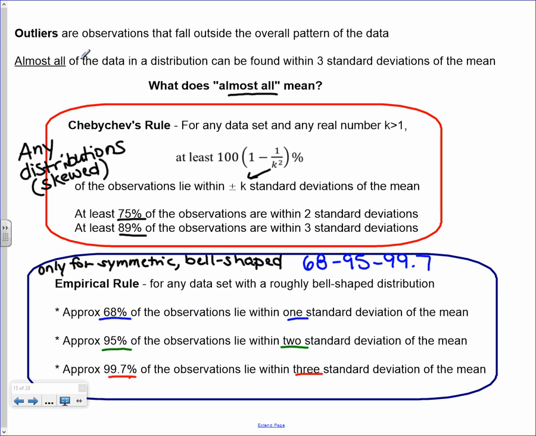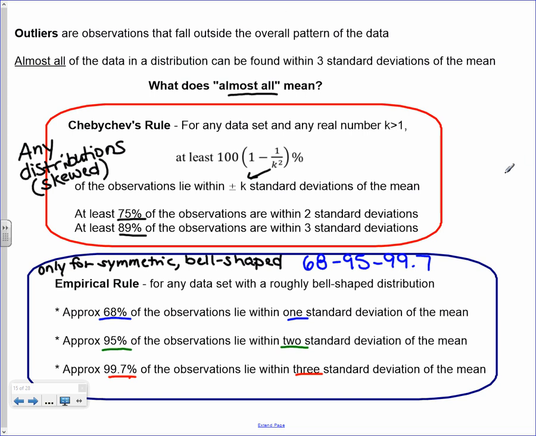Okay, then we've got some empirical rule and Chebyshev's rule stuff. The empirical rule is very important because it is something that we will actually use moving forward. We will use it again in chapters 7, 8, 9, and 10. So if you can understand it now, that will be helpful to you.